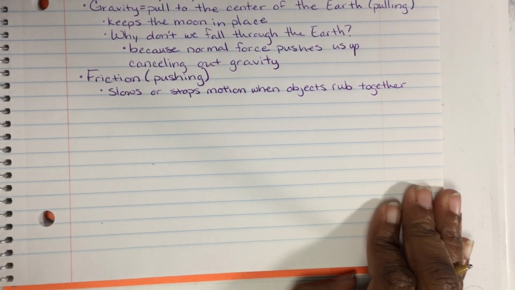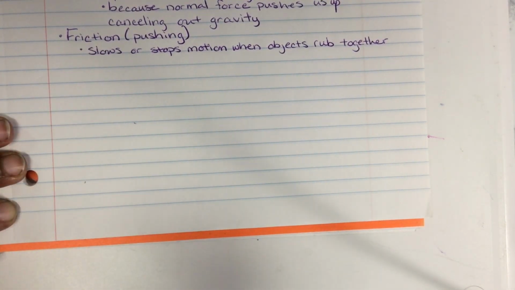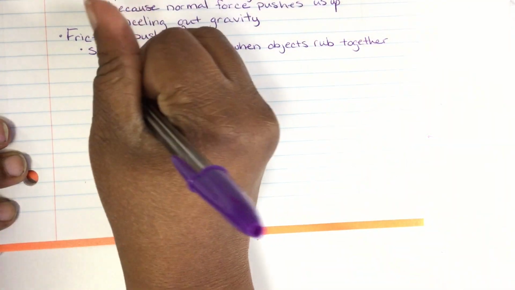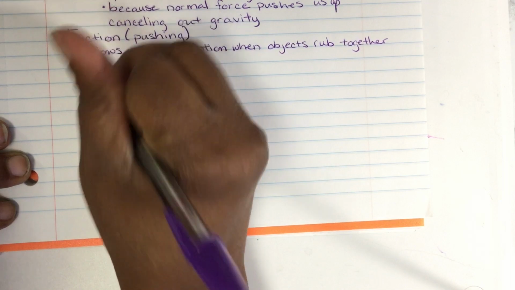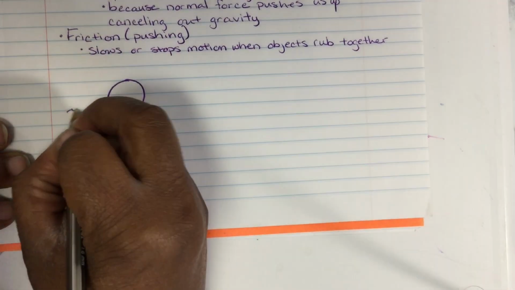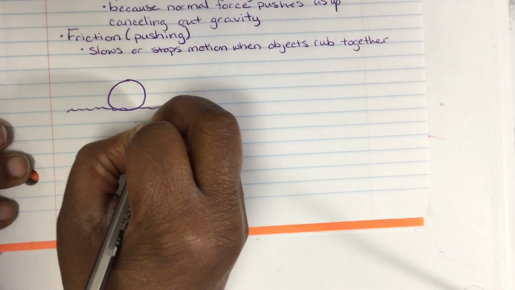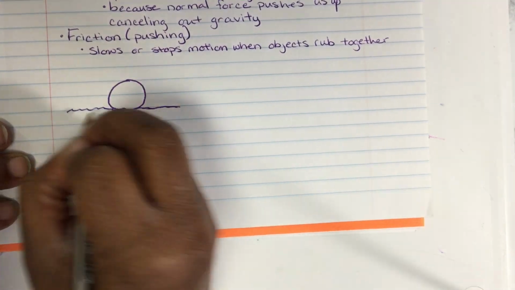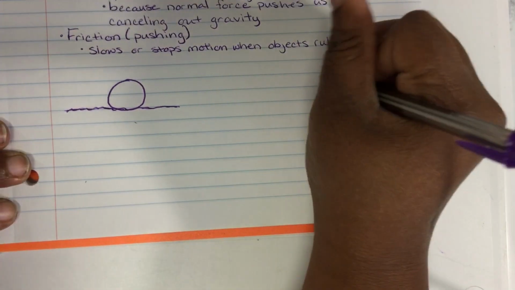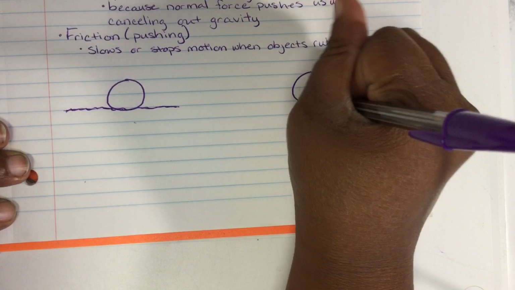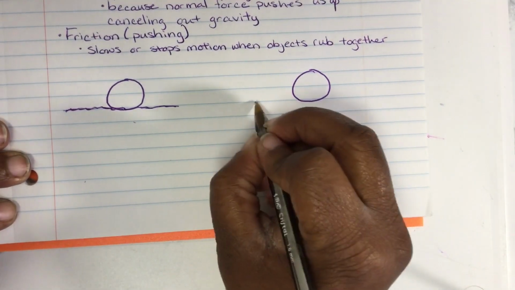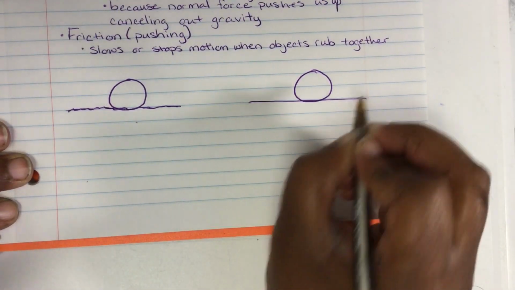For example, let's say we have two balls on two different surfaces. Our first surface will be just probably the playground, some gravel road. And it's a little bumpy, but not too bad. And then our second ball will roll down the hallway. The hallway is a smooth surface.